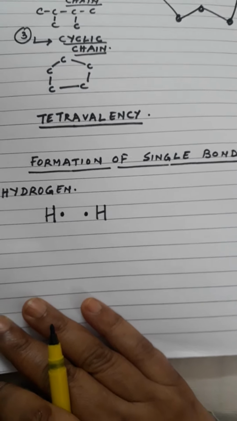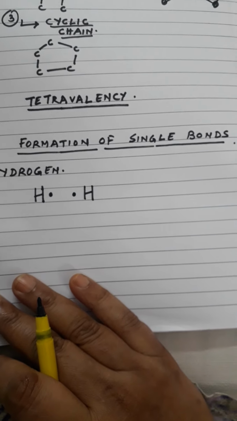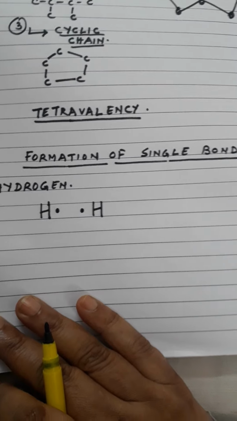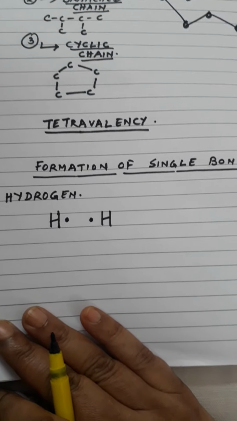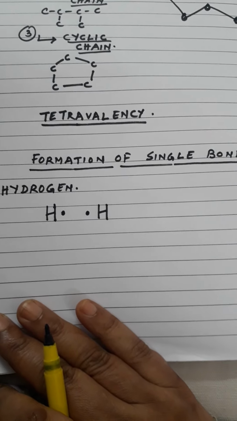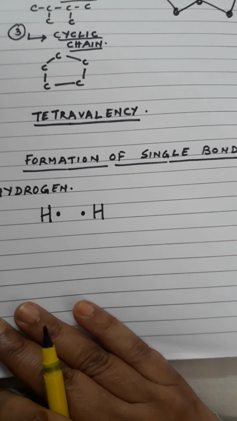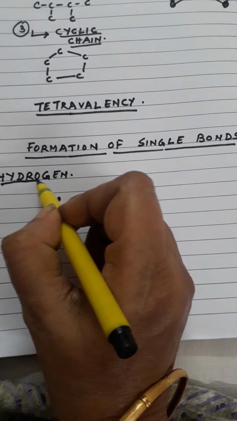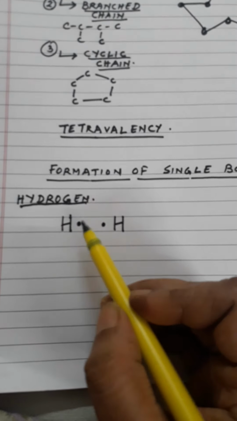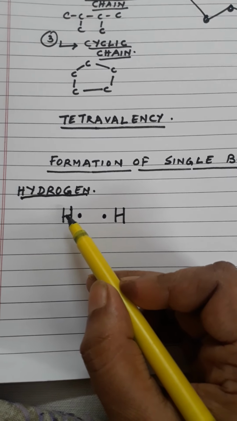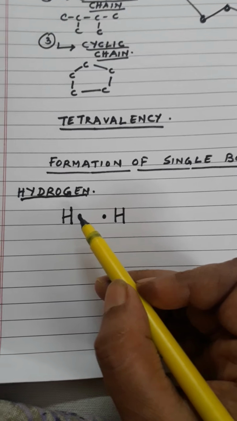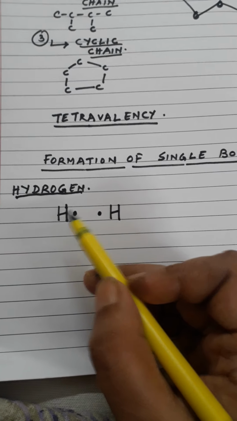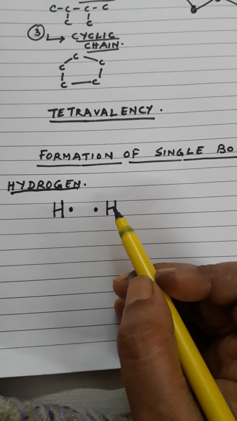Now let us study formation of single covalent bond. First we are going to study how single covalent bonds are formed between similar atoms. So to start with, we have hydrogen. Now what have I written? I have written the electron dot structure of hydrogen, showing its valence electron. So this is the first atom of hydrogen and this is the second atom of hydrogen.